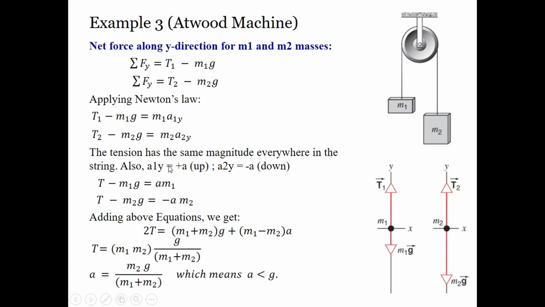Then we have A and minus A, the upward acceleration and the downward acceleration. The heavy mass will be coming down and the lighter mass will be going up. Therefore, we substitute these values, and adding and solving, we get the tension and the acceleration values. Since there were only two unknowns involved, the tension and the acceleration, the two equations were just enough to solve the whole problem.